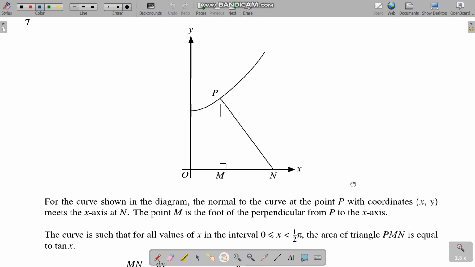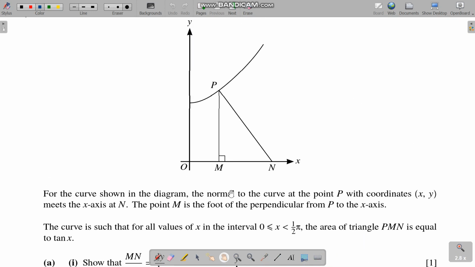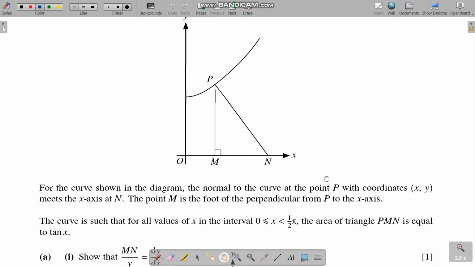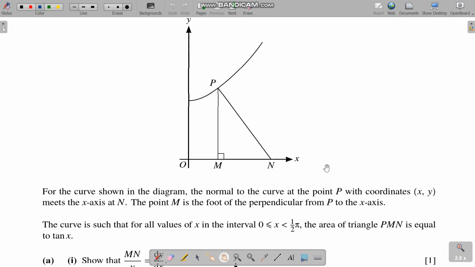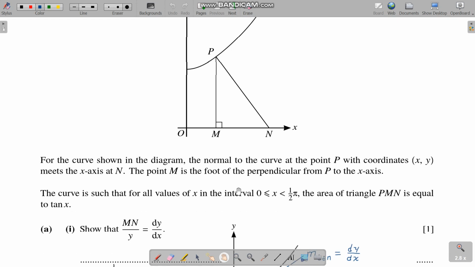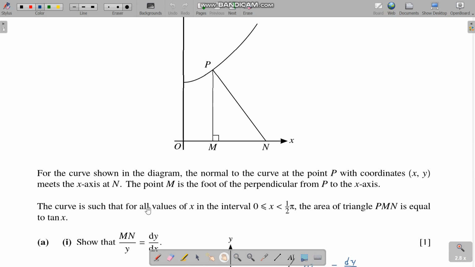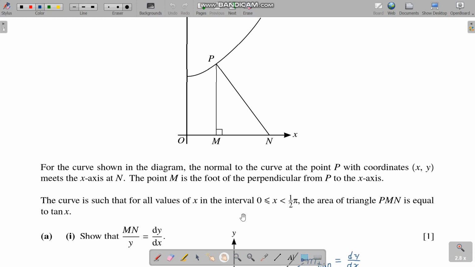Differential equation. For the curve shown in the diagram, the normal at the point P with coordinates (x, y) meets the x-axis at N. The point M is the foot of the perpendicular from P to the x-axis. The curve is such that for all values of x, the area is equal to tan x. Show that MN over y equals dy/dx.